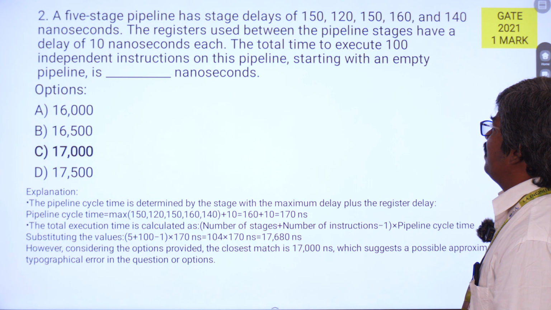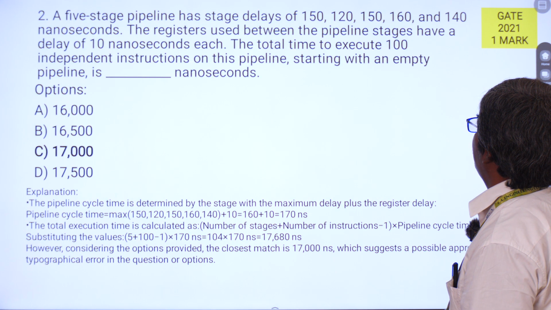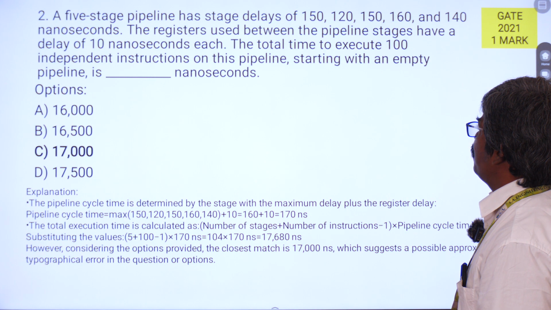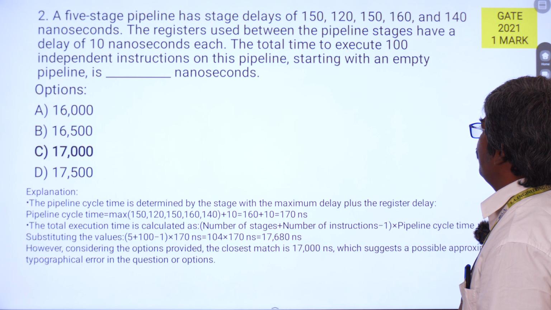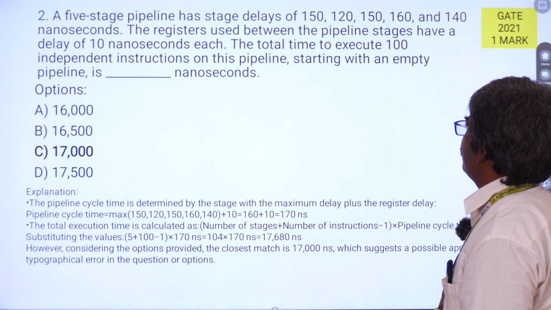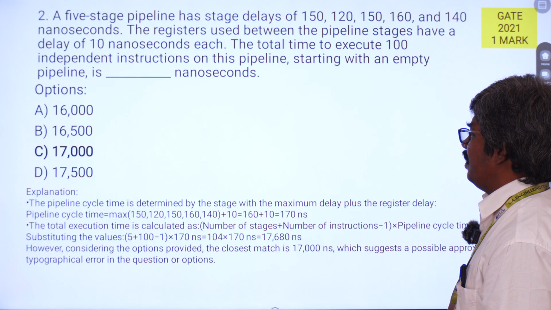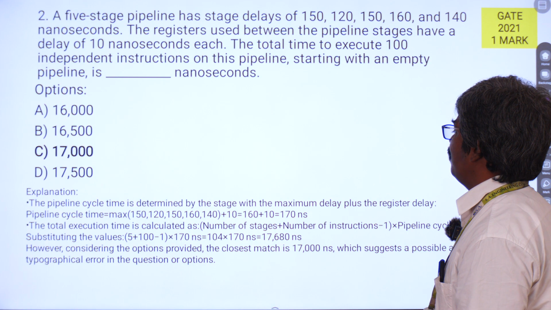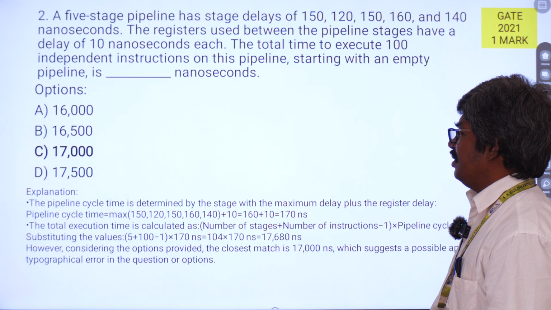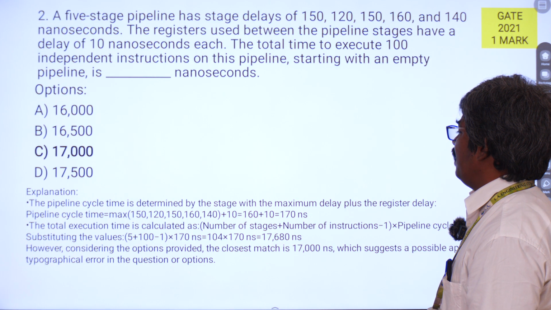A 5-stage pipeline has stage delays of 150 nanoseconds, 120 nanoseconds, 150, 160 and 140 nanoseconds. The registers used between the pipeline stages have a delay of 10 nanoseconds each. The total time of executing 100 independent instructions on this pipeline, starting with an empty pipeline, is 17,000 nanoseconds. Explanation: the pipeline cycle time is determined by the stage with the maximum delay plus the register delay. The maximum delay is 160 plus 10 nanoseconds, so in total we get 170 nanoseconds.